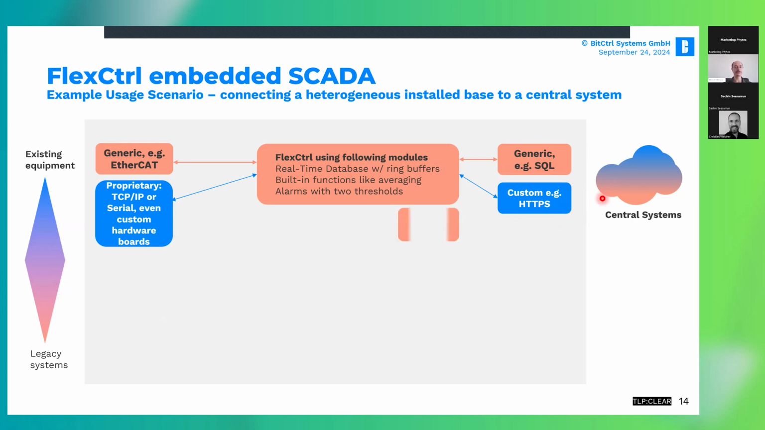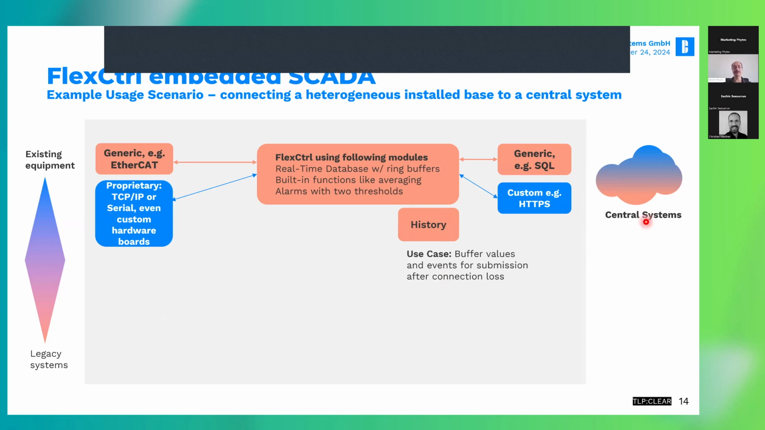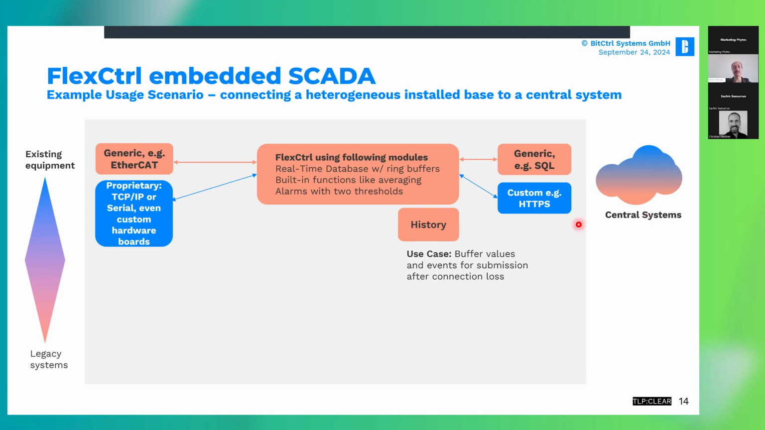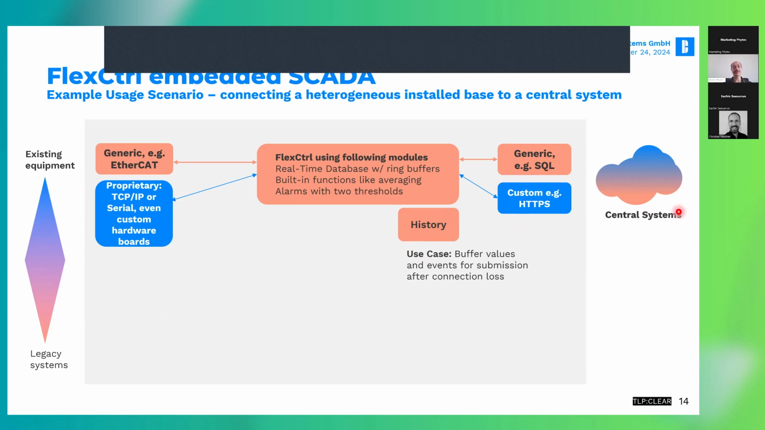But what else can we do? Let's say we can use the history module. The use case here would be that we buffer some values and events for submission after a connection loss. The connection to a central system, even if it's on-premise or in the cloud, can get lost for seconds, minutes, or even days. But with the history, all the accumulated data can be transmitted when the connection comes back. And so the archives here in the central system are always complete.